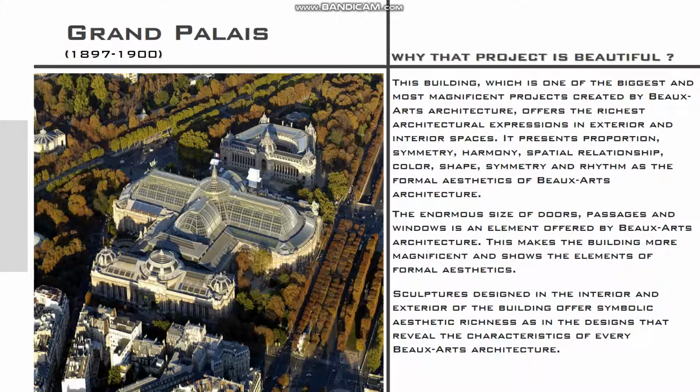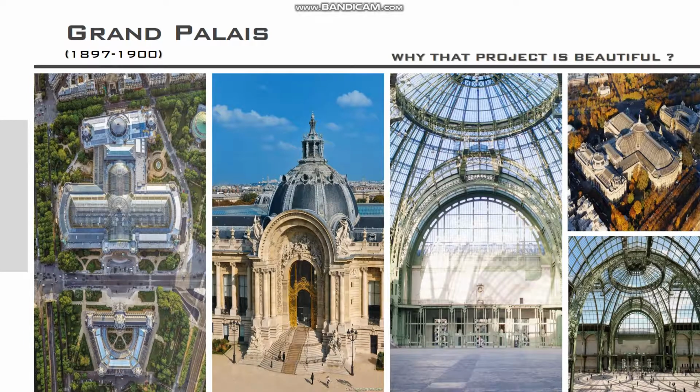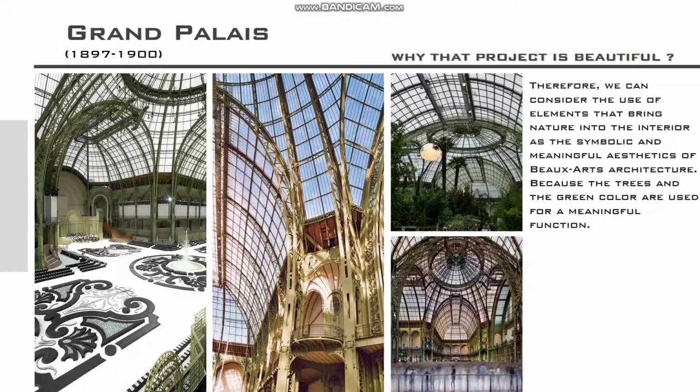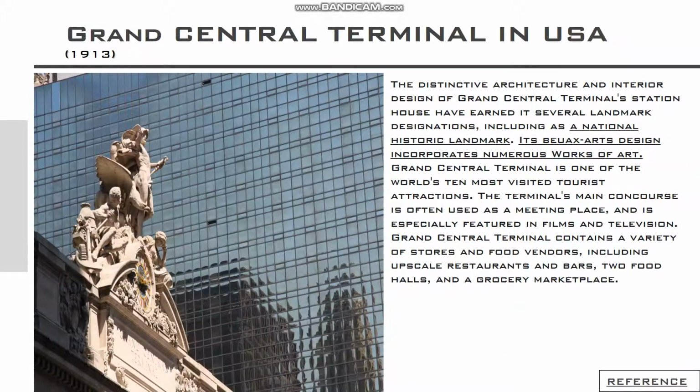Sculptures designed in the interior and exterior of the building offer symbolic aesthetic richness, as in the design that reveals the characteristic of every Beaux Arts architecture. So the interiors are like a continuation of the trees surrounding the building with architecture elements. Nature is designed in harmony with the elements in the interior. There are fine detailed decorations on the floor, walls, and columns, and the color is usually green to remind of surrounding nature. Therefore, we can consider the use of elements that bring nature into the interior as the symbolic and meaningful aesthetics of Beaux Arts architecture. Because the trees and the green color are used for a meaningful function.